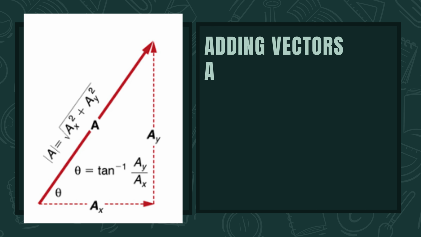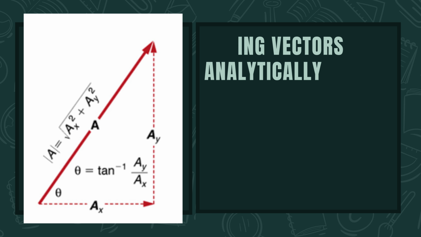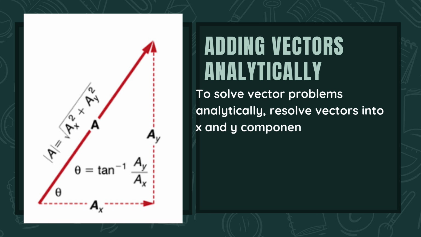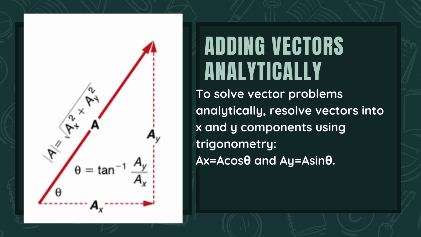Now, let's look at adding vectors analytically. To solve vector problems analytically, we first resolve the vectors into their x and y components using trigonometry. The x component is found by multiplying the magnitude of the vector by the cosine of the angle, and the y component is found by multiplying the magnitude of the vector by the sine of the angle.